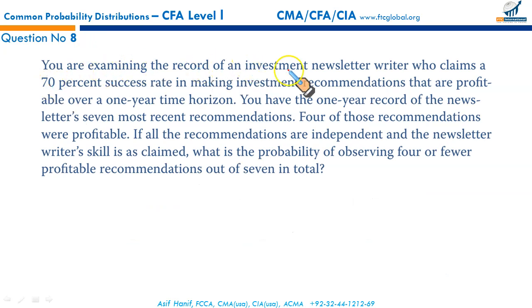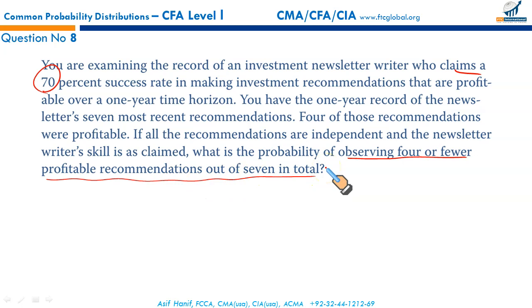You are examining the record of an investment newsletter writer who claims a 70% success rate in making investment recommendations that are profitable over a 1-year time horizon. This is what he claims his success rate to be over the last 10 years. You have the 1-year record of the newsletter's 7 most recent recommendations, and 4 of those recommendations were profitable. If all the recommendations are independent and the newsletter writer's skill is as claimed, what is the probability of observing 4 or fewer profitable recommendations out of 7 in total?